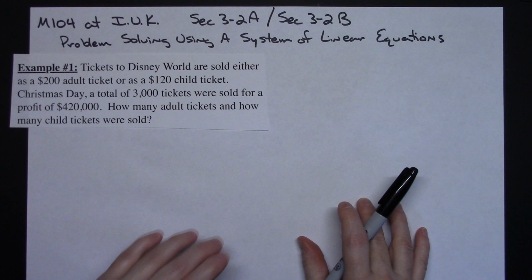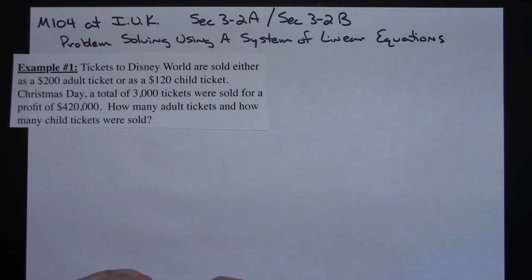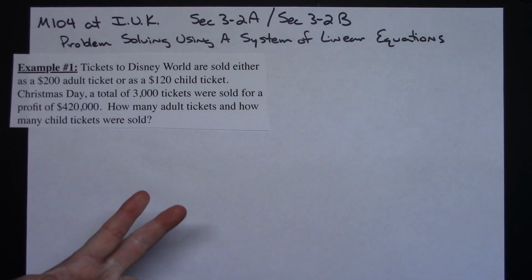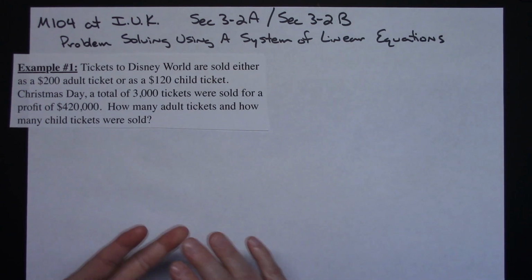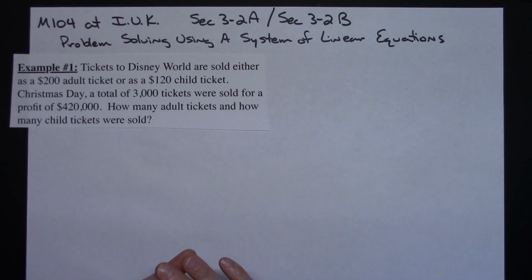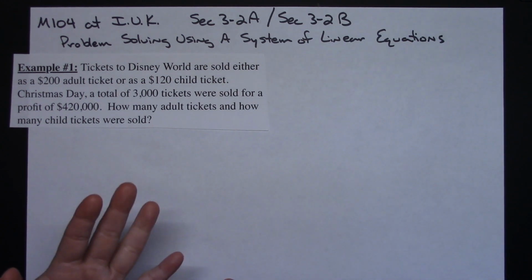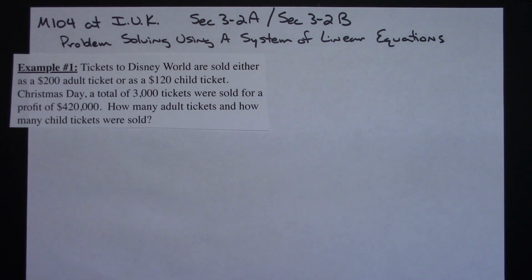Now the procedure about the way we want to go about doing this is we want to define our variables. We want to write our system of equations, which is going to involve two different equations. And then you're going to basically have a choice. You can use substitution to solve. You can use elimination. Most of the time you're going to find that I use substitution to solve these just because it works really, really nicely most of the time.